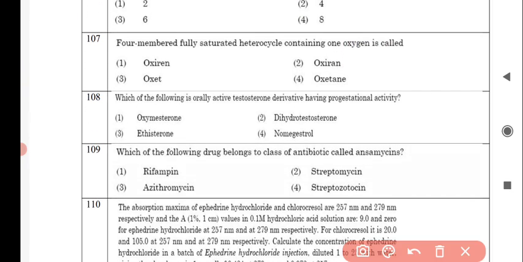Next question is, 4-membered fully saturated heterocycle containing 1 oxygen is called, and the correct answer is option number 4, oxetane. Next question is, which of the following is orally active testosterone derivative having progestational activity? And the correct answer is option number 3, ethisterone.